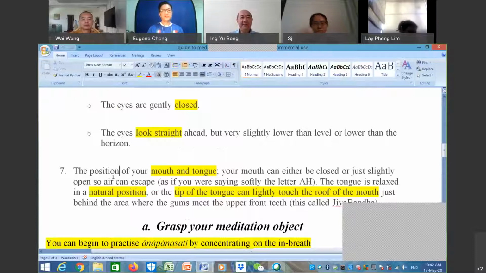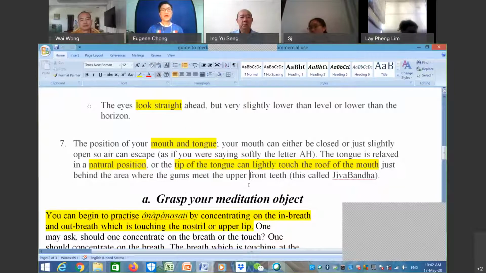The position of your mouth and tongue. Your mouth can either be closed or just slightly open, so air can escape, as if you were saying softly the letter R. The tongue is relaxed in a natural position, or the tip of the tongue can lightly touch the roof of the mouth, just behind the area where the gums meet the upper front teeth.